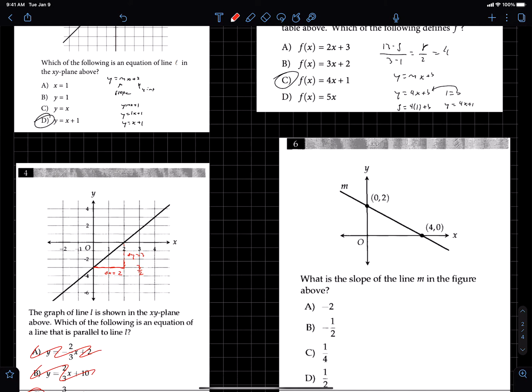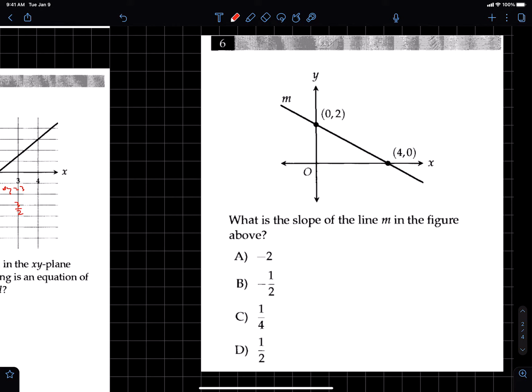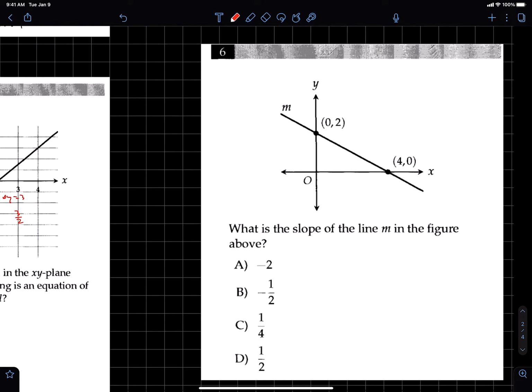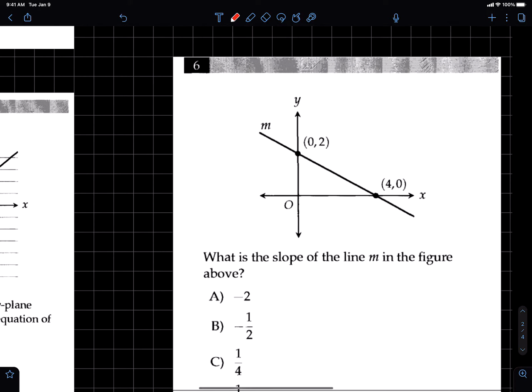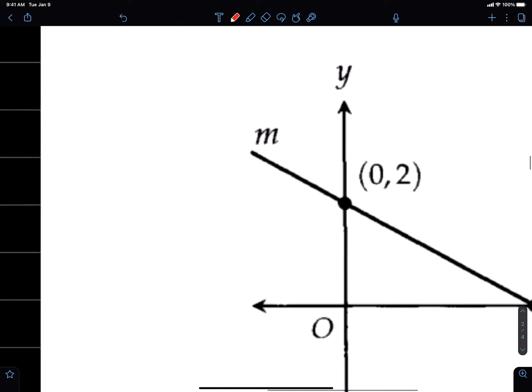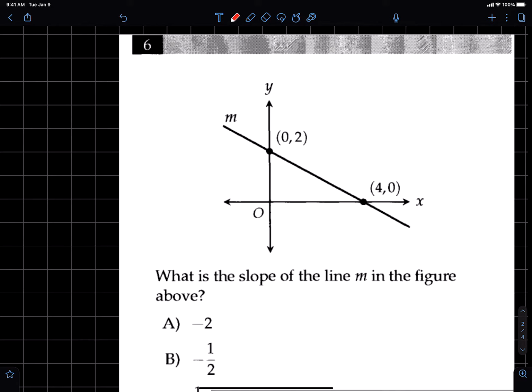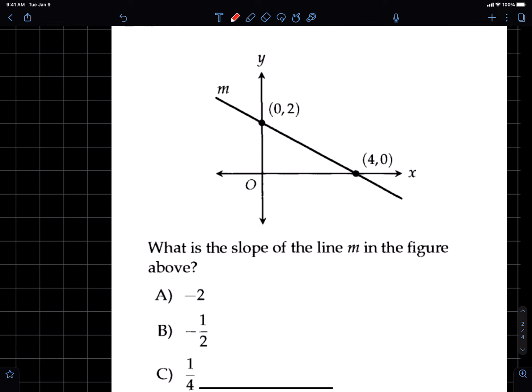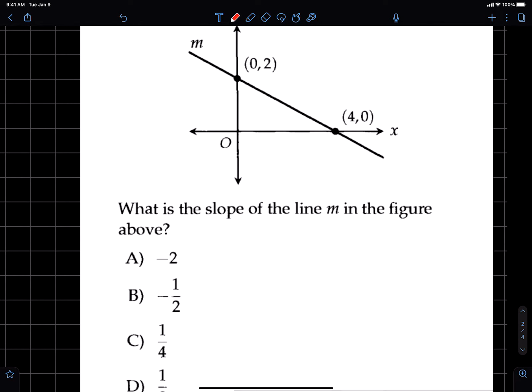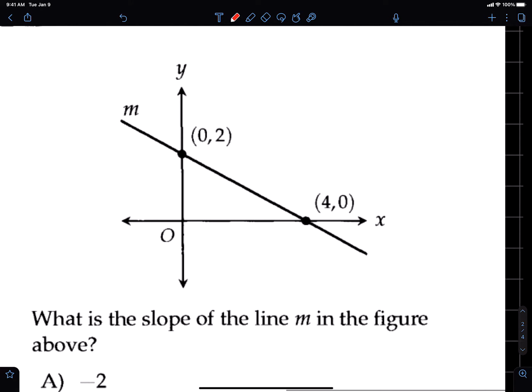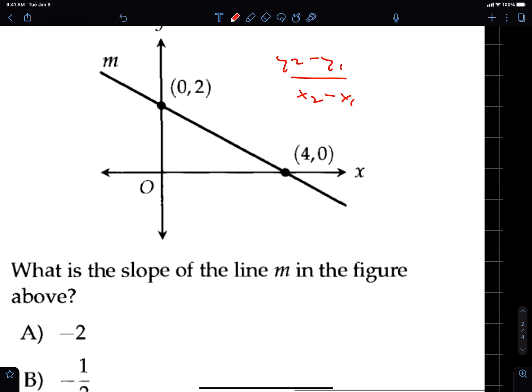Alright, problem 6. What is the slope of line M in the figure above? Okay, so here we are given 2 points, but we need to notice that one of these points is the y-intercept. Interesting. Okay, remember, when we're given 2 points, the slope is just going to be y2 minus y1 over x2 minus x1. So in this case, let's call this point 2 and point 1.